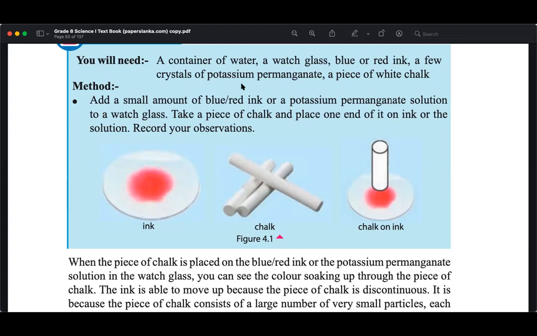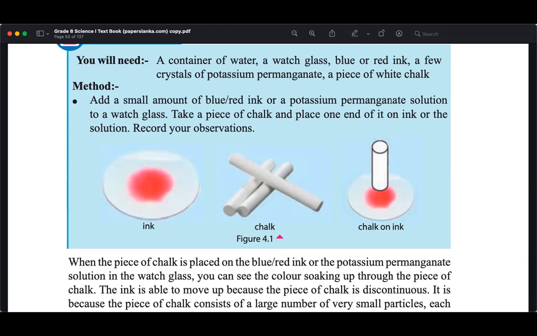Okay. For this one, you can do a nice time lapse image. Let's say I have a screen, but you can do this using your mobile phone. Right. So take ink and take a plate. Take a plate and take some ink, maybe watercolor, something. Then put the chalk and observe for a few minutes. You can see.